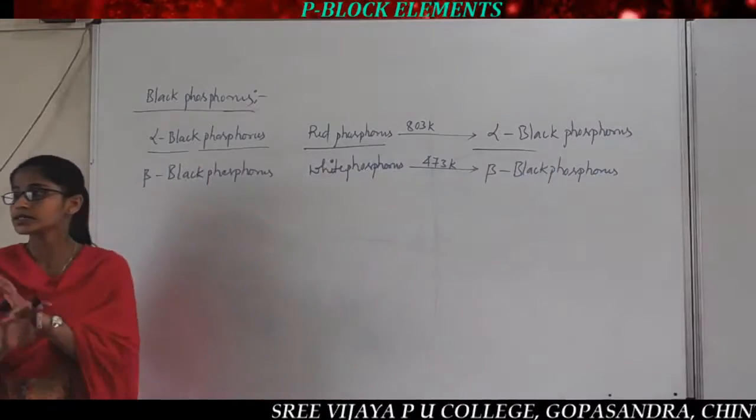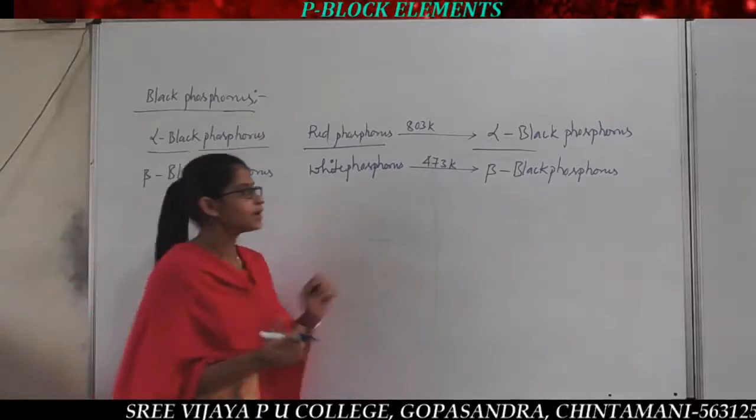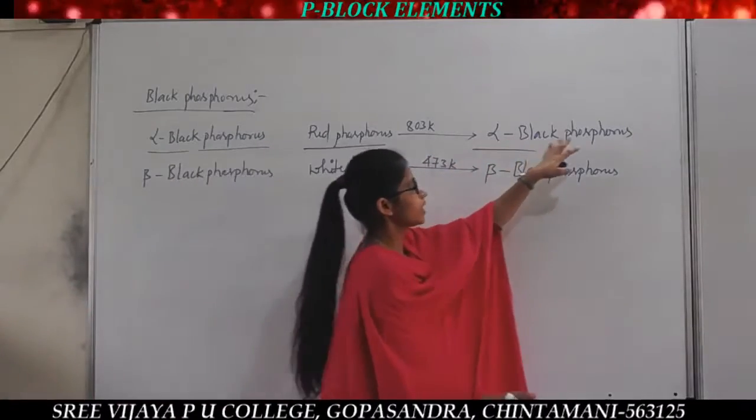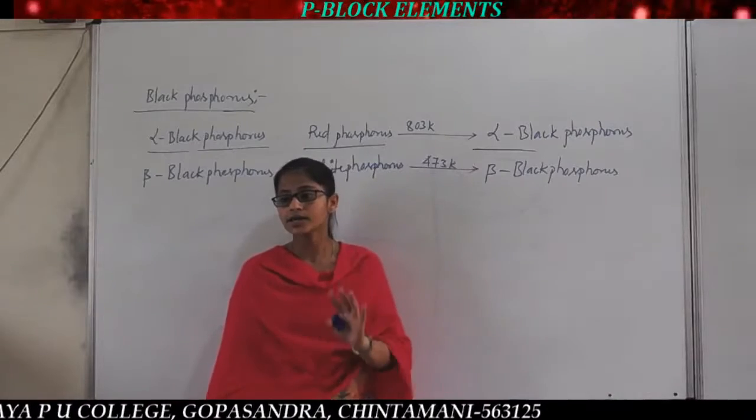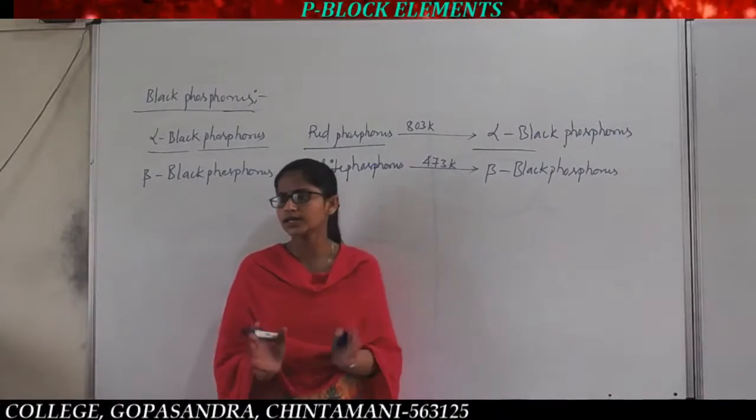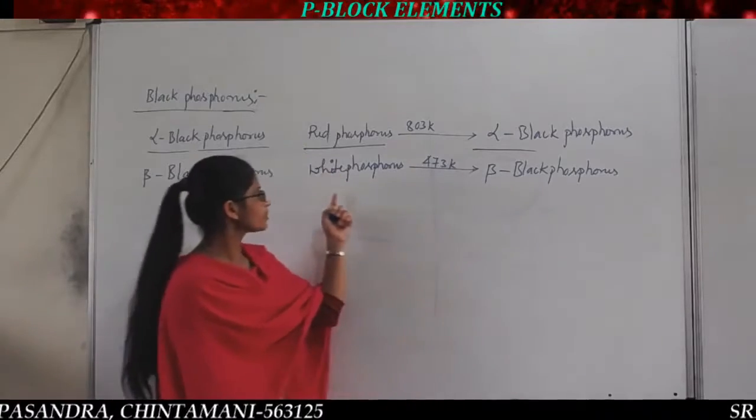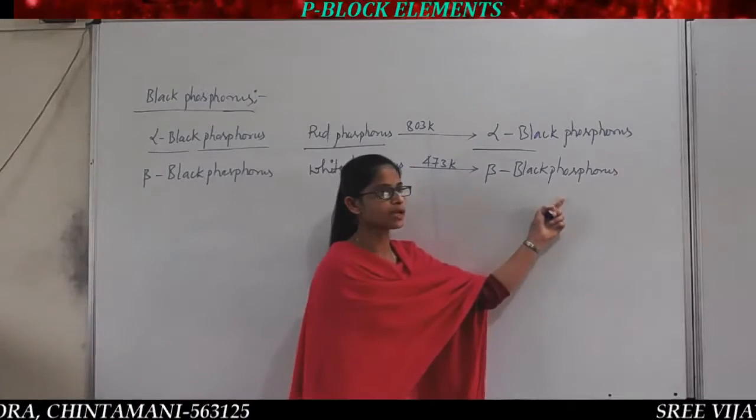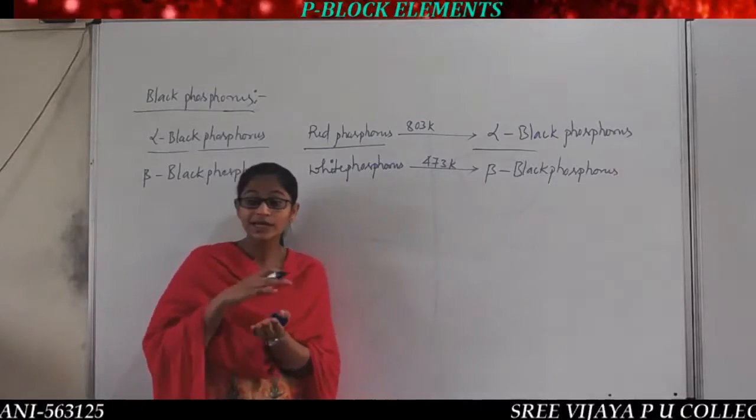Usually in this case the red phosphorus produces alpha black phosphorus. It does not oxidize in presence of air. It's very important. Okay. In this case, this alpha black phosphorus does not oxidize in air, nothing but it does not react with oxygen usually. Okay, it's highly inert.